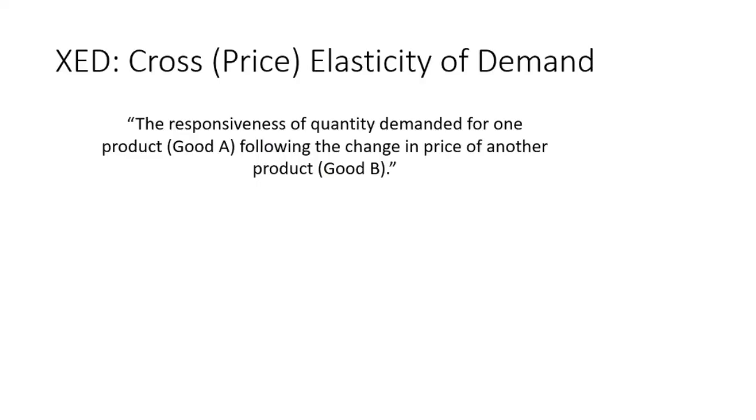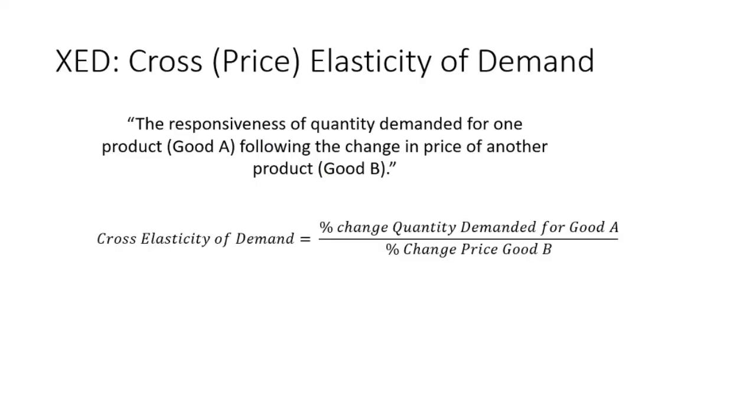Of course, we'll want to put that in a formula. The long version of the formula, cross elasticity of demand or cross-price elasticity of demand, is the percentage change in quantity demanded for good A divided by the percentage change in the price of good B.